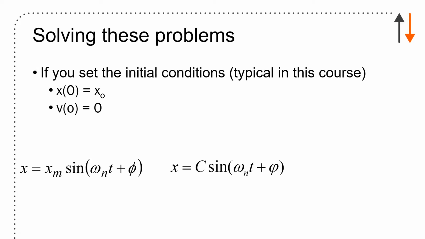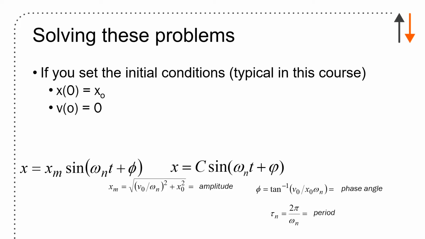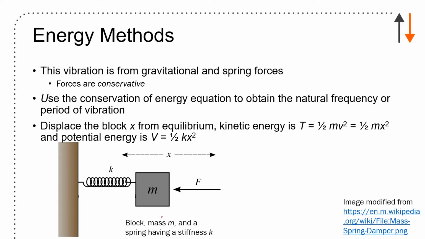So these are standard, and you might get other forms if you use x is equal to c sine omega n t plus phi. Again, x m is going to be an amplitude term. Phi is just a phase angle or shift, and tau is the period of the rotation. The important thing in that is really this 2 pi term that you have because of the definition of period. The natural frequency of the system is again defined here.